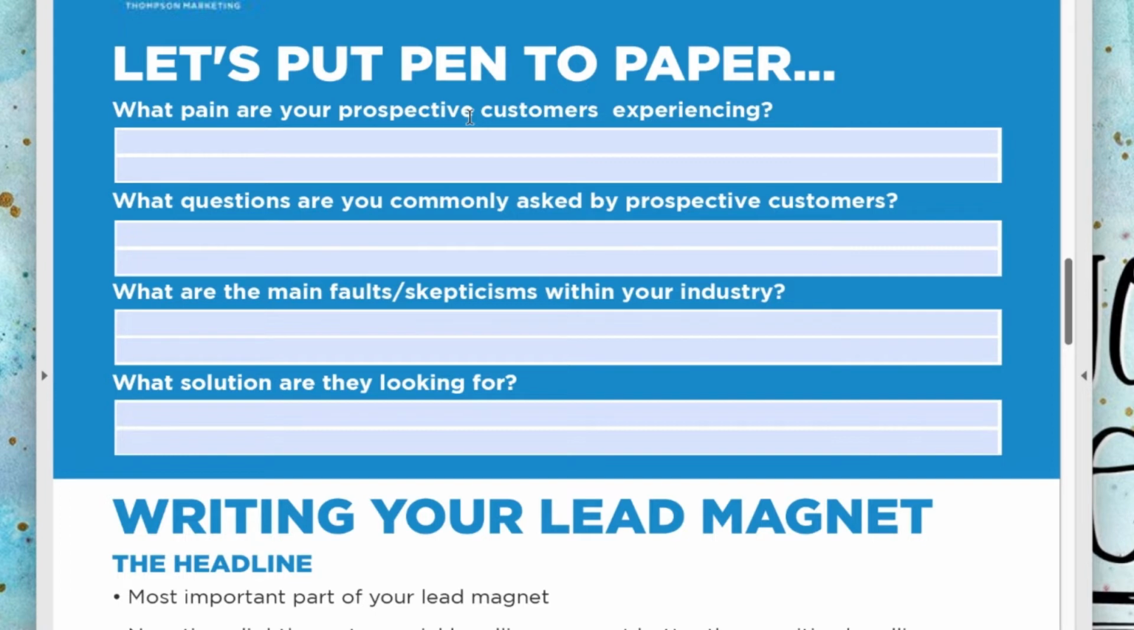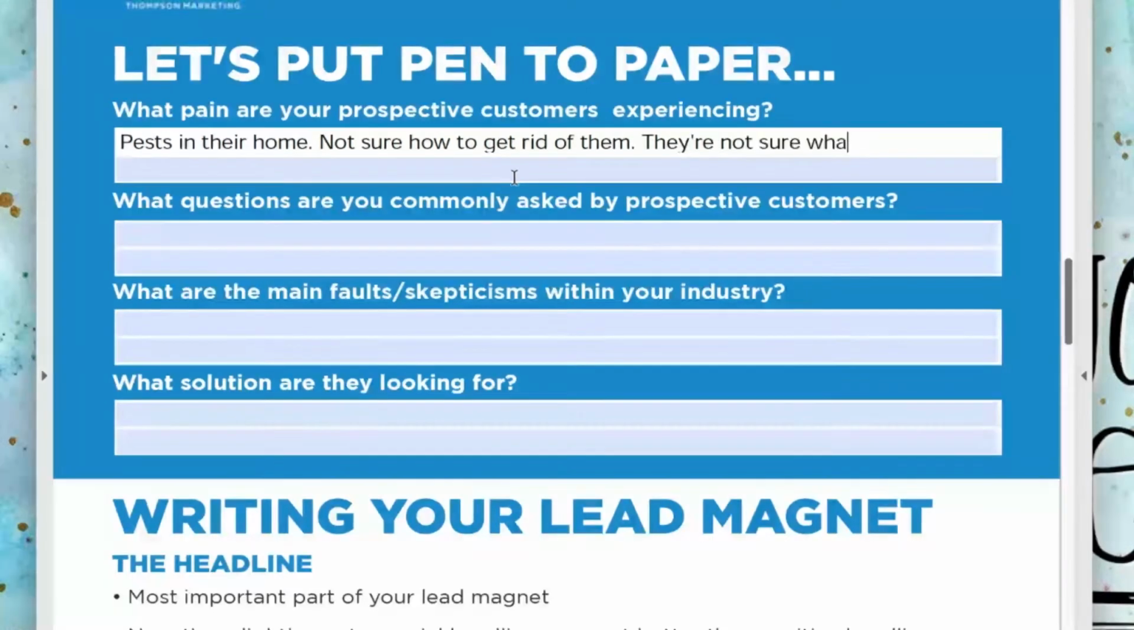What's going on? If I was, let's talk about yoga, or let's do pest control. If I was in a pest control business, let's say, the pain my customers are feeling is that they have pests in their home, not sure how to get rid of them. They're not sure what they are. They are annoying. And they're probably afraid of them.